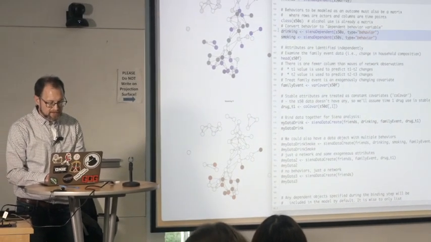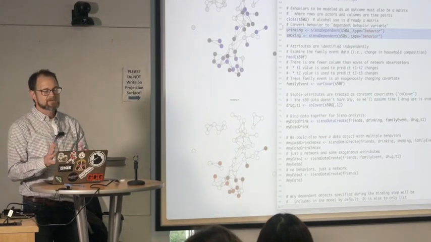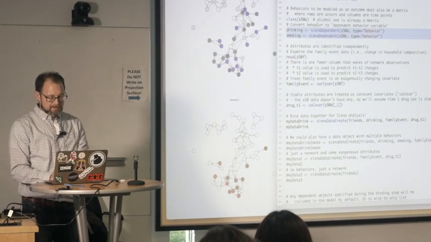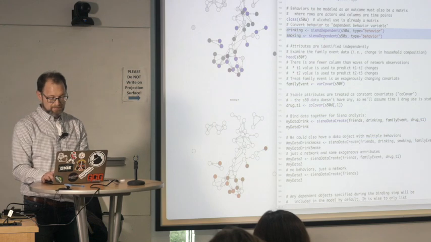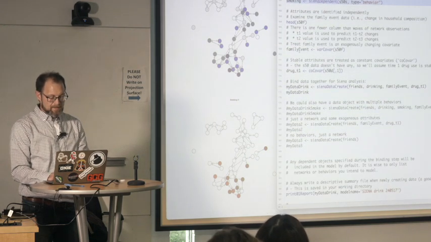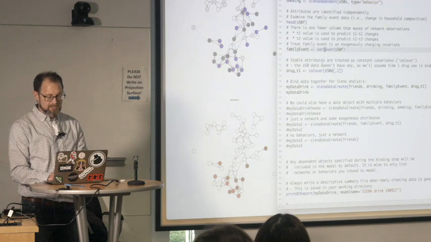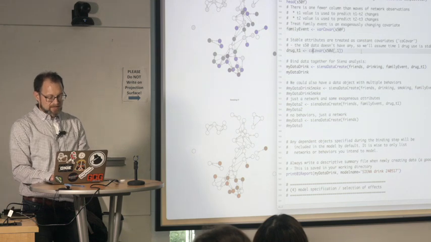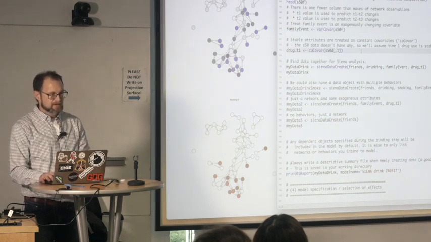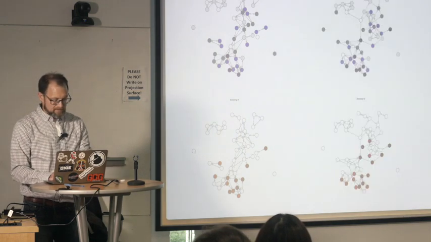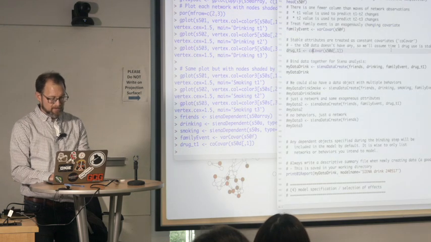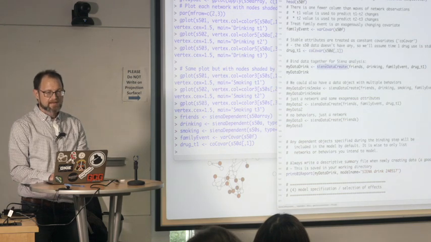Okay, so drinking and smoking, we could make those dependent behaviors, meaning they're going to be in the model as an outcome. This family event is a time-changing covariate: did the household composition change? A constant covariate, we're going to use drug use at time 1 as something that's static and not changing. Then we're going to combine them into this SIENA data object with this SIENA data create function.